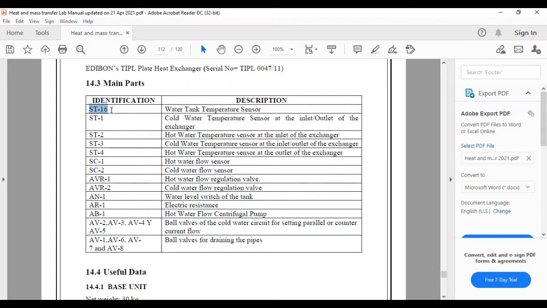sensor named ST16. This is the water tank temperature sensor. We will provide the hot water flow from this tank. Second, we have ST1, which will measure the temperature of cold water at inlet or outlet. Similarly, ST3 will measure the cold water temperature at inlet or outlet, because the inlet and outlet of cold water may be changed.